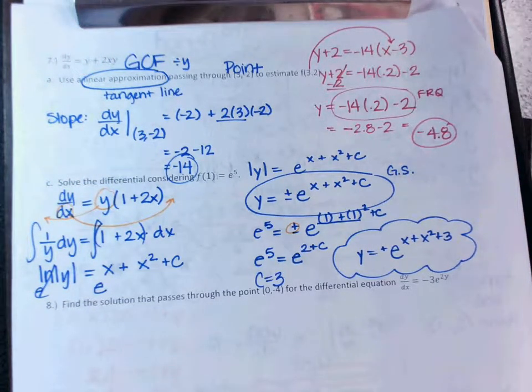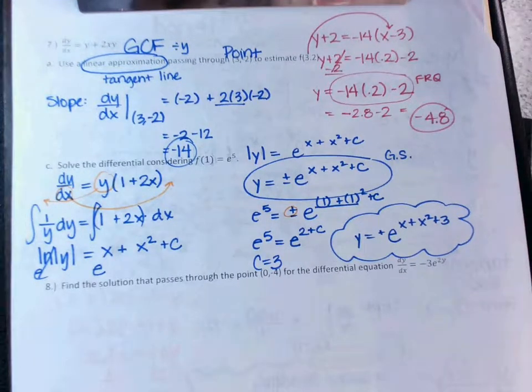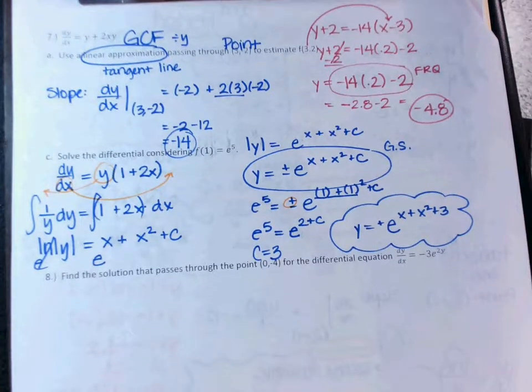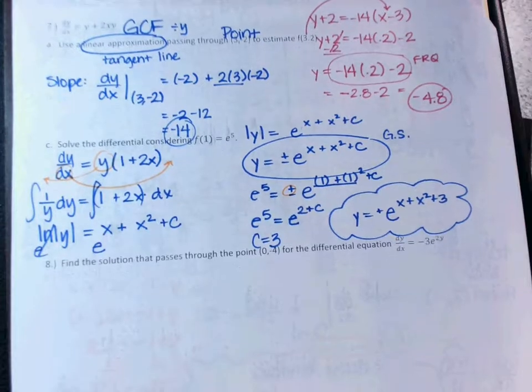Okay, come down for me, please, to number 8, the next example. Okay, there is one like this on your homework. What do you notice about dy dx on number 8? Does it have both x's and y's?